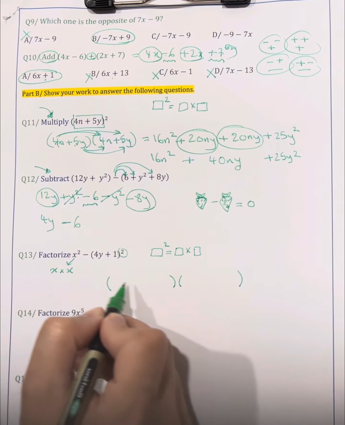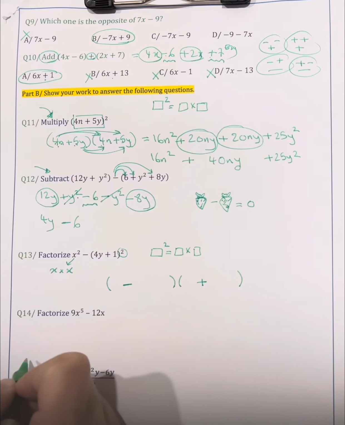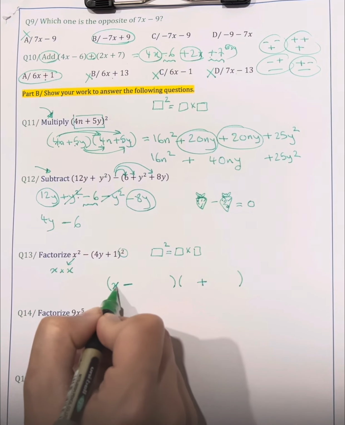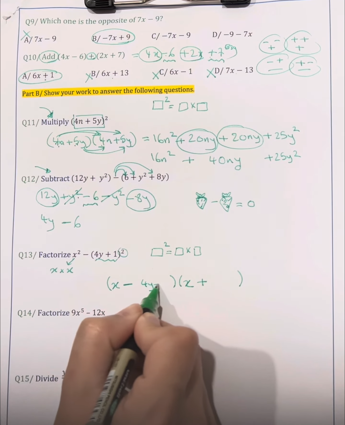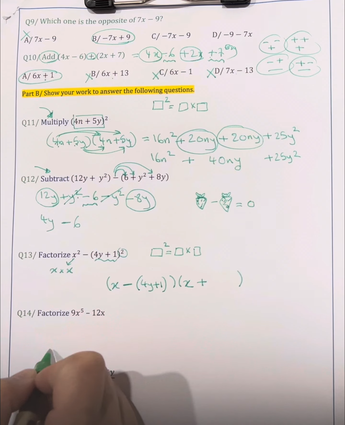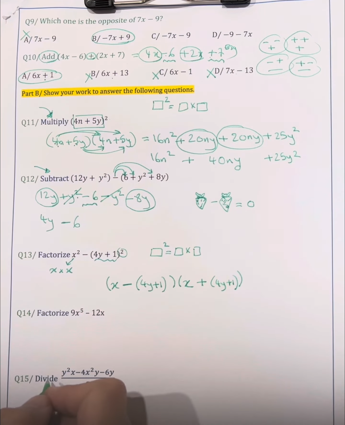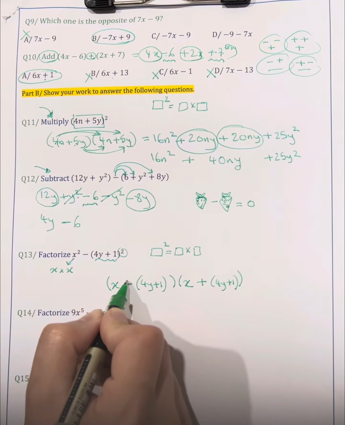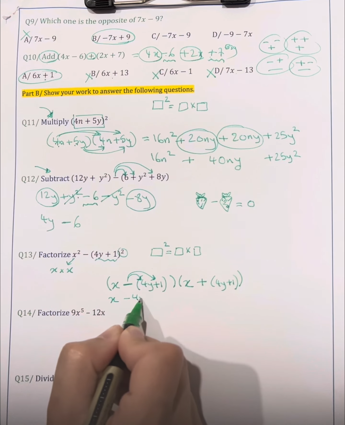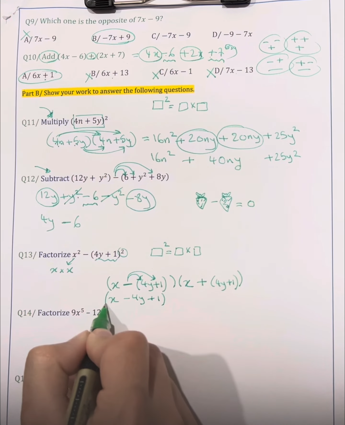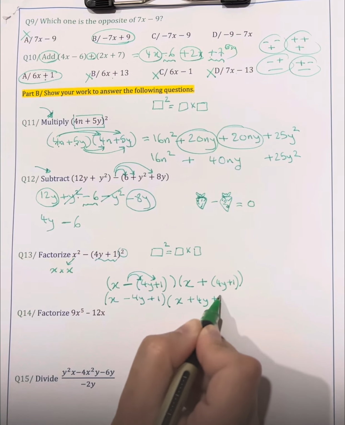Because it's negative, that means it comes from different signs, negative and positive. The first one is x. The second part is 4y plus 1, all of it inside parentheses. Because it's a negative sign, it will be distributed inside. So x minus (4y plus 1), and here, x plus (4y plus 1).